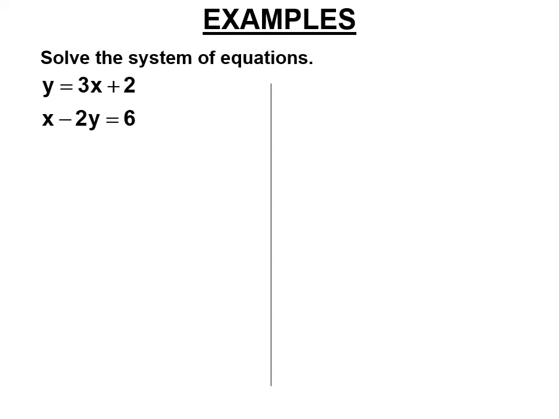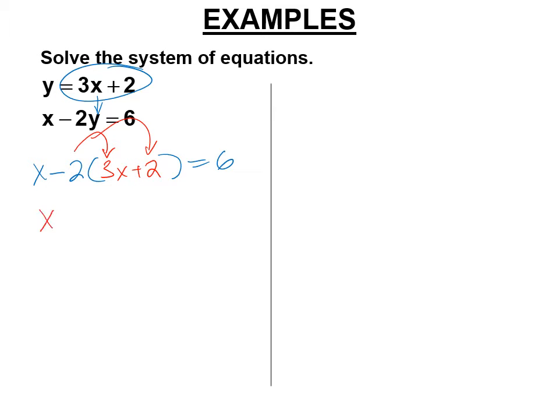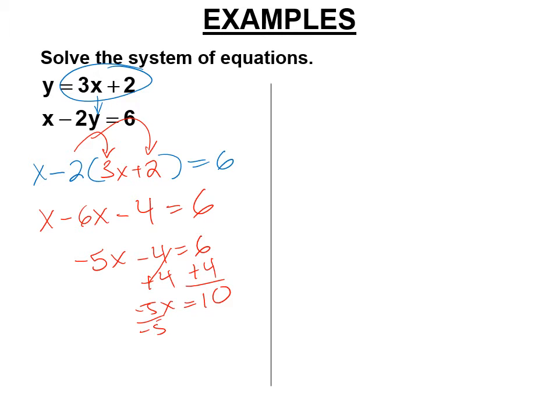All right, so let's practice. So that goes in there: x minus 2, and we're going to put the 3x plus 2 right in there. So we're distributing a negative 2: x minus 6x minus 4. Negative 2 times 2. X minus 6x is negative 5x. Adding 4 to both sides, negative 5x equals 10. Divide both sides by negative 5.